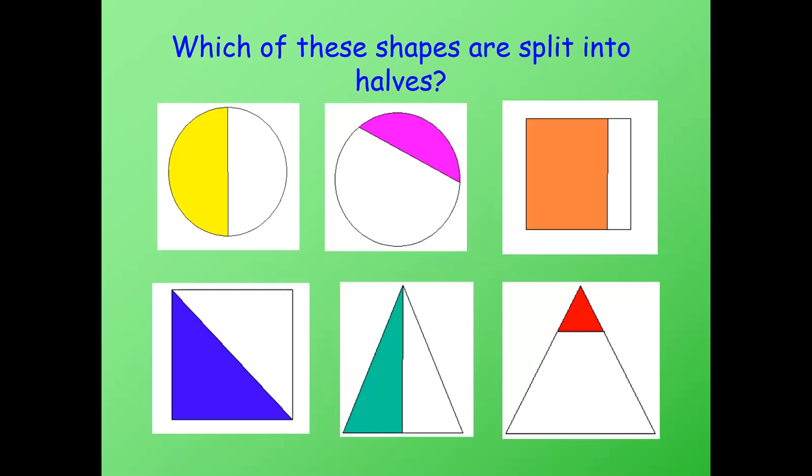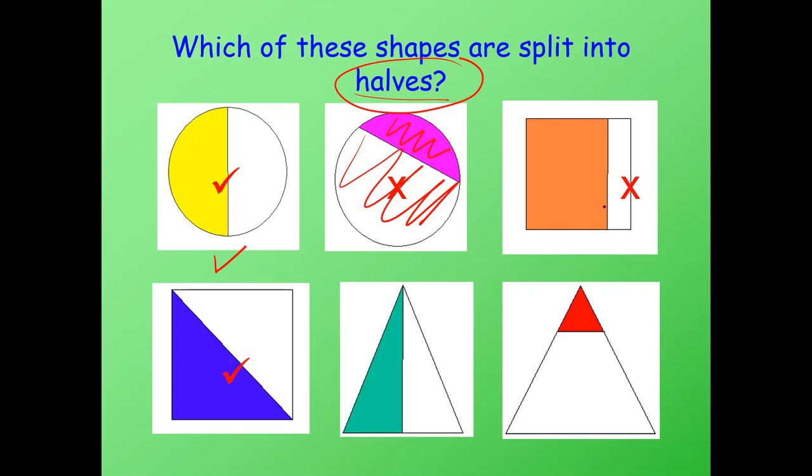Right. Which of these shapes are split into halves? The first one, yes. Why? Because he divides this pizza into two equal parts. Each part represents half. The second one, no. Why? Because this part is not the same as this part. Are they equal parts? No. The third one, no. Why? Because when I say half, I mean the two parts should have the same size. No, this colored part is bigger than this one.